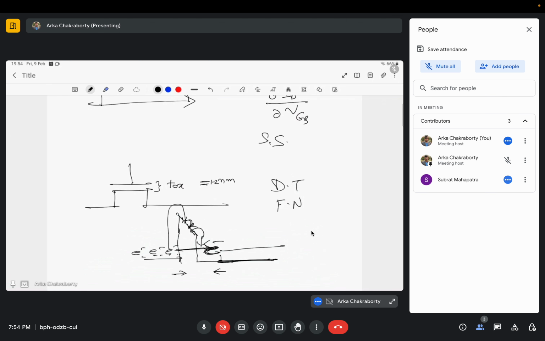Okay, that's why. And why do we need to shrink this oxide thickness? Do you know, when we are shrinking the channel length, why we are also shrinking the oxide thickness? I think I talked about it in the first class.